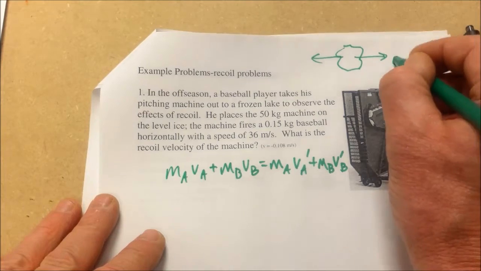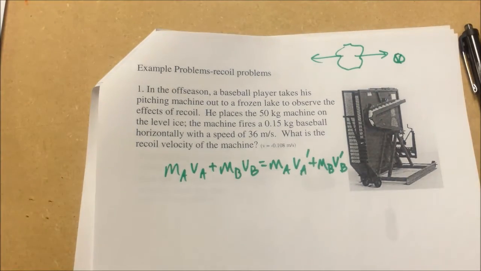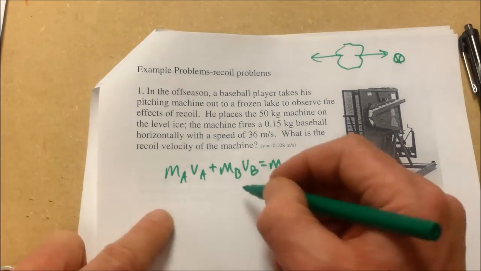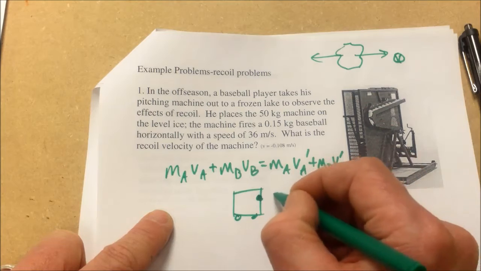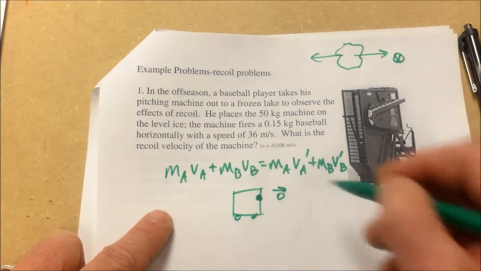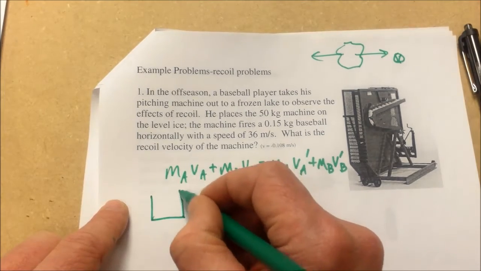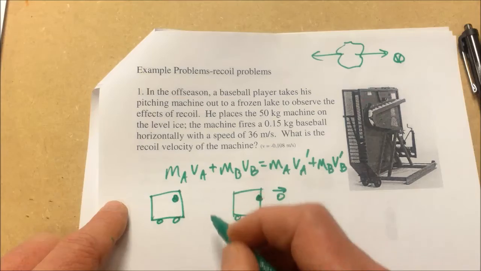So the baseball goes one way, and the machine goes the other way. And we'd like to figure out, well, what velocity is that? Well, so we've got this sort of machine here. It's got a little opening. It spits out baseballs, right? But initially, nothing was kind of moving. So in my picture here, the baseball's kind of in the machine.